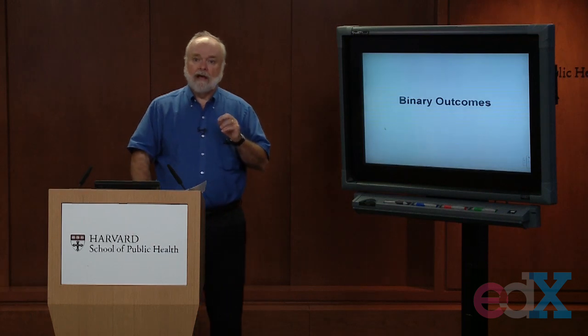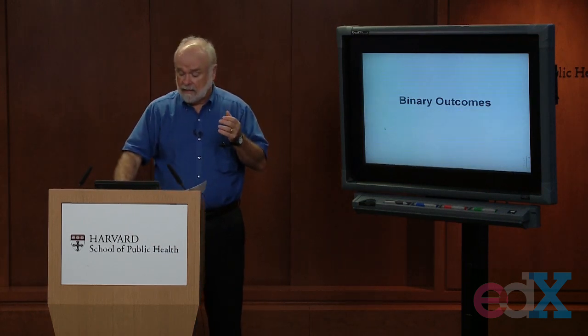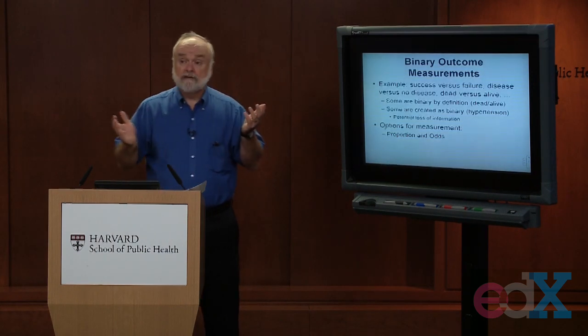And lots of epidemiology deals with outcomes that are binary, dichotomous in scale. Now, the examples include such things as having a disease versus not having a disease, being dead or being alive. In some situations, those are the only possible outcomes. By definition, your outcome is binary in scale. You can either be dead or you can be alive. There's nothing in between, nothing halfway between dead and alive, unless you believe in zombies or something like that. But other outcomes are not binary by definition, but are created to be binary.